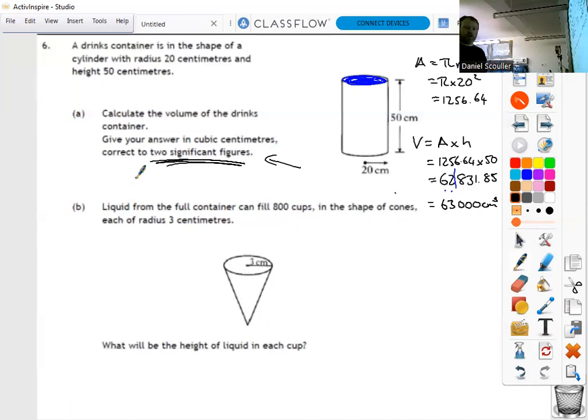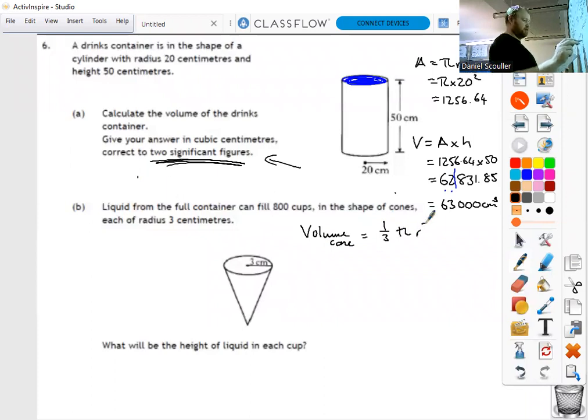Okay, the second part of the question is where we're filling another shape and finding out the depth of it. The shape in question is a cone. Now, in your formula sheet at the front of the paper, you're given the volume of a cone: a third times pi times r squared times h.